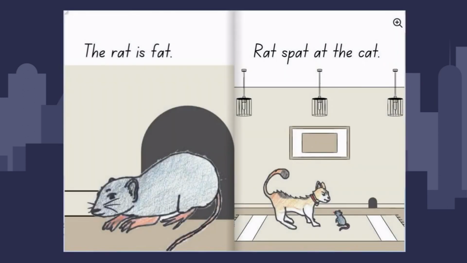And turning over, ready on the left side to read again. Okay, put it together fluently. And over to the next page. And putting it together fluently. It says, the rat is fat. Rat spat at the cat.